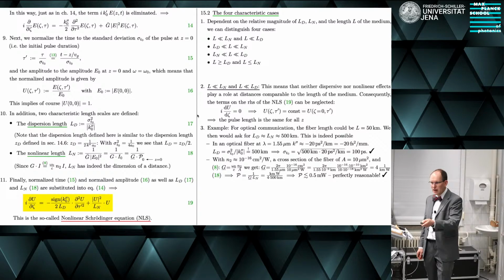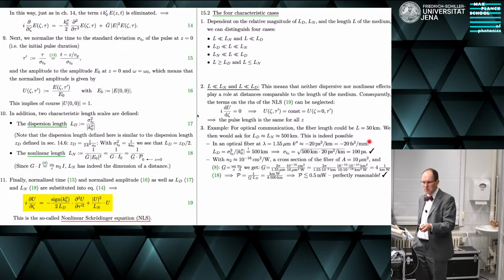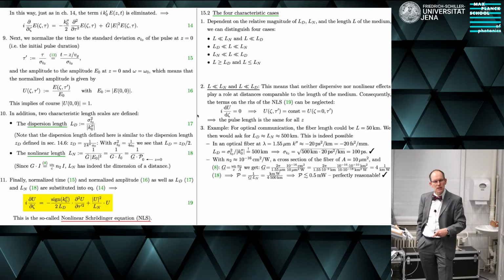But 100 picoseconds is a decent, so this is 10 gigahertz, corresponds to 10 gigahertz. This is a decent inverse frequency. Now we can look at what this means for the intensity, for the maximum intensity.